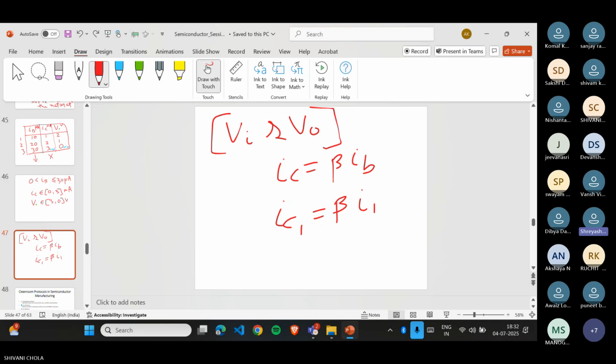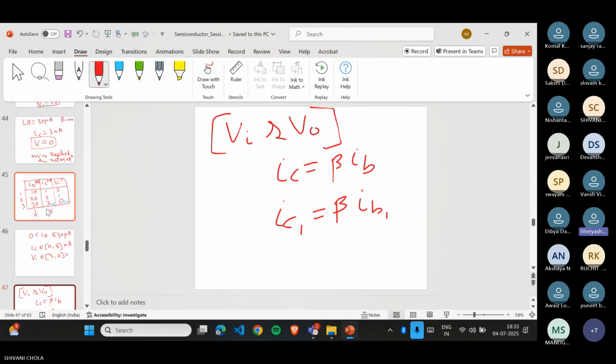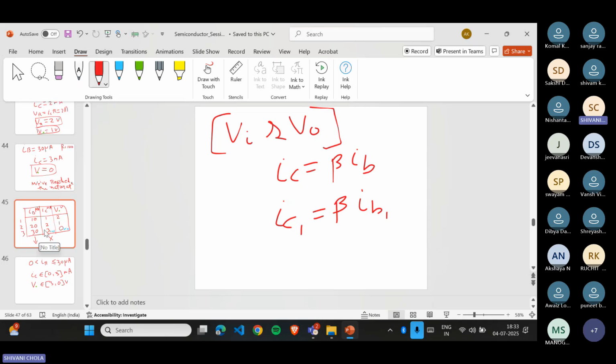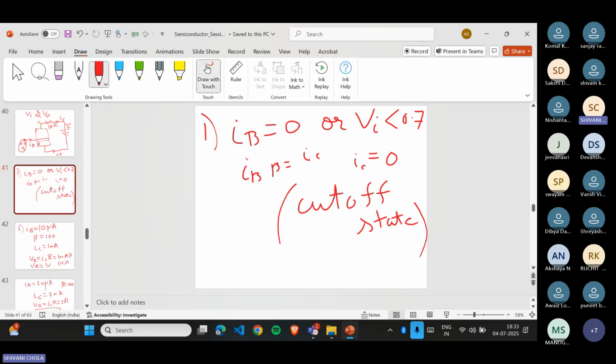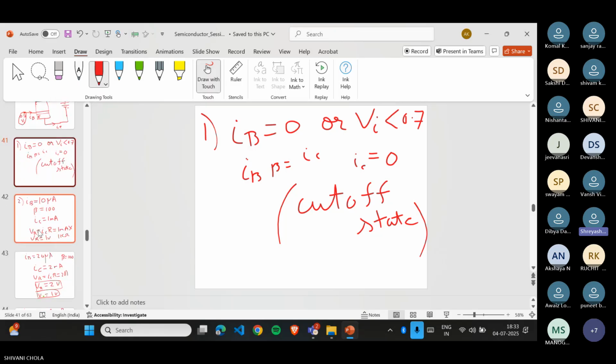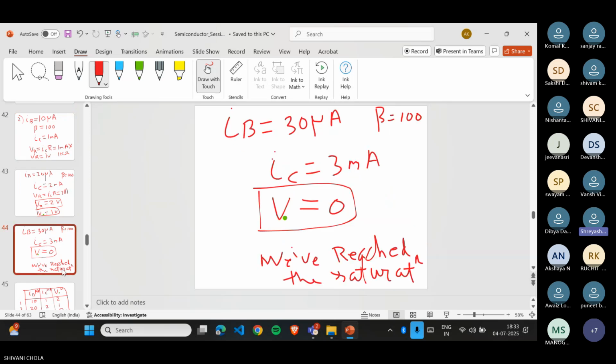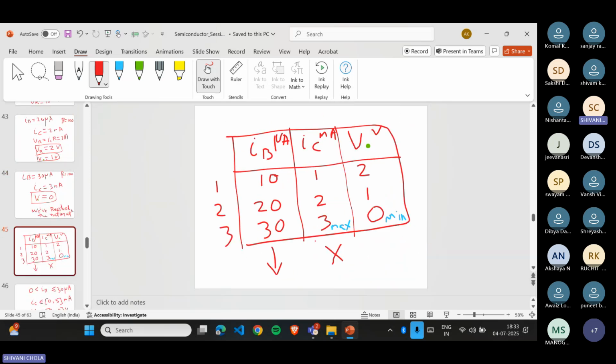Sir, I have a doubt. Yes, please ask. So when IB and IC are 0, at that time the region is cutoff, right? Yes, sir. That state is called the cutoff state, when IB and IC are 0. Yes. And sir, one more thing, when IC is maxed out, it stops increasing, that point is called saturation. Yes, yes.